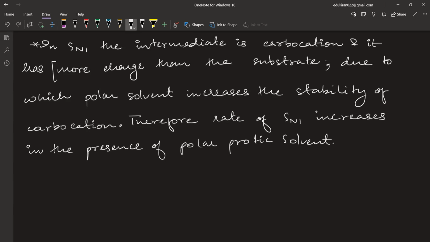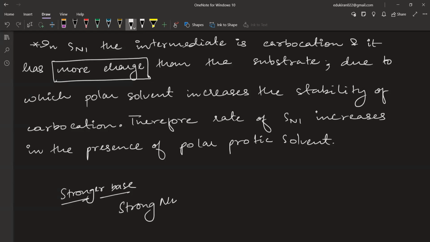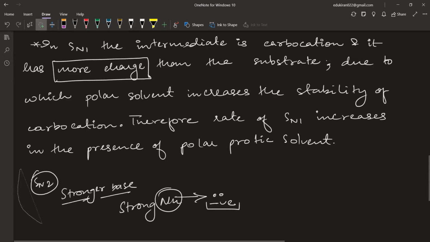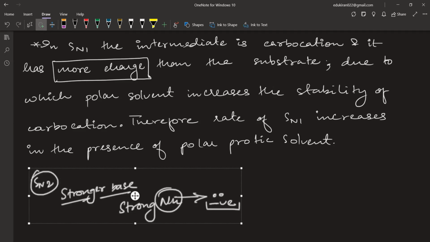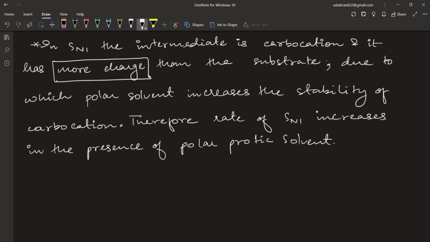So polar protic solvents stabilize wherever you have more charge. So here we had carbocation, it had more charge and it is being stabilized. Now in SN2, what will happen? In SN2, what do you need? You need a strong base, right? And you need a strong nucleophile. And this nucleophile will always contain some negative charge. Now this reactant, which is your nucleophile, will have higher charge than the transition state. The transition state does not have any charge in SN2. So it will stabilize the reactant rather than the transition state. So you'll write in SN2.